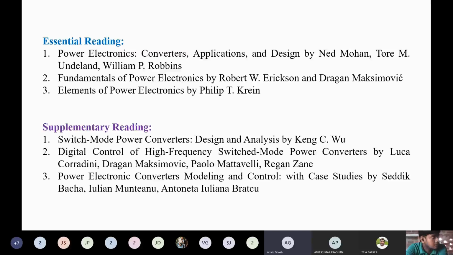Another supplementary reading, different books, are also there. You can go for supplementary reading, which means referring books. The first ones are your essential books, and the next ones are your supplementary reading. They are reference books you can follow as a reference guide. But you must go through the first three books, because you are from the PED group. PED group means you have to get a good idea about power electronics. That's why it is most important.